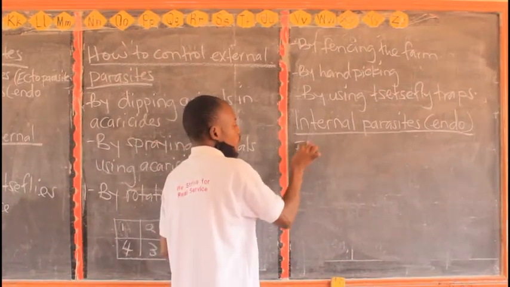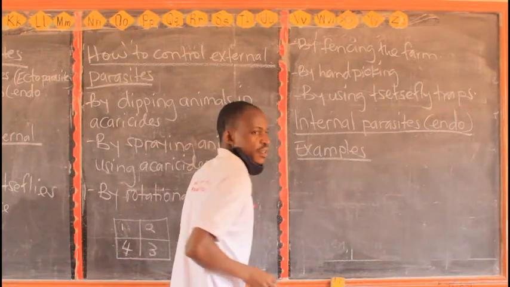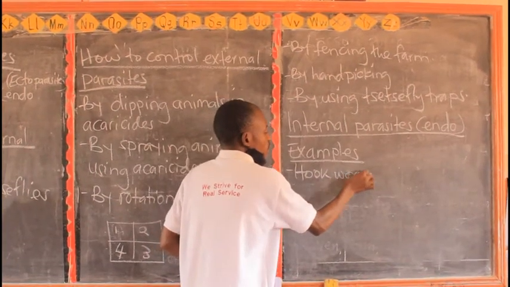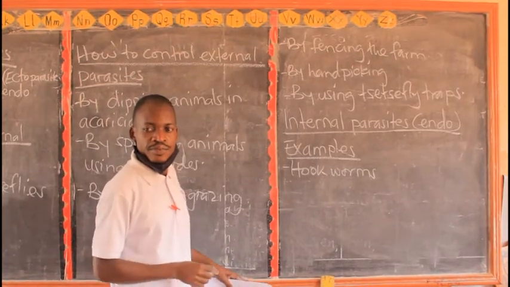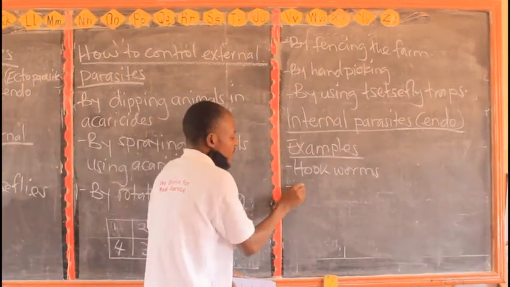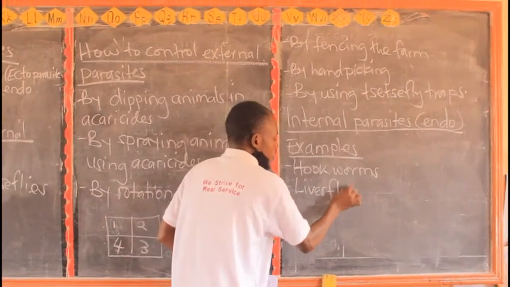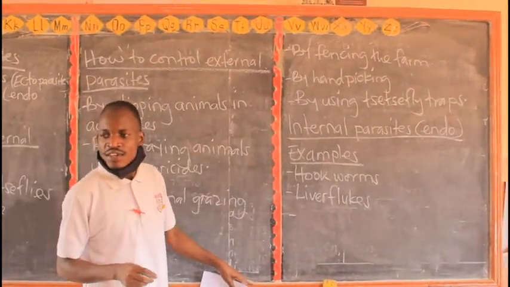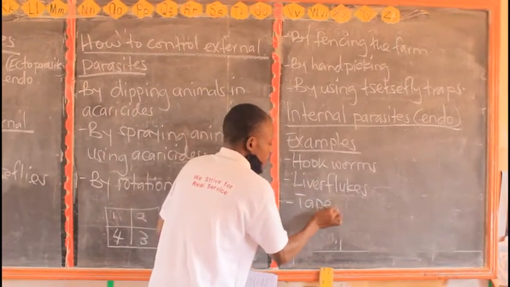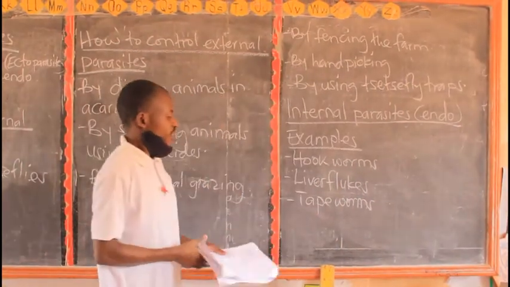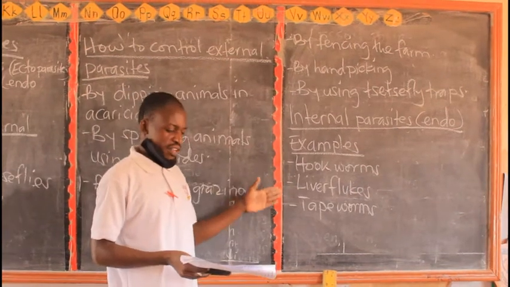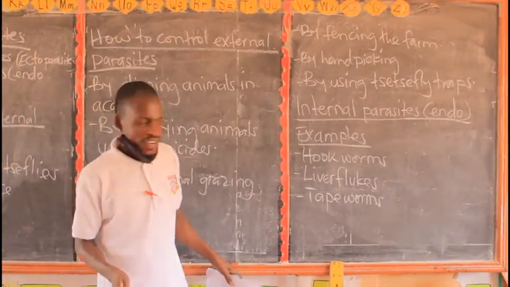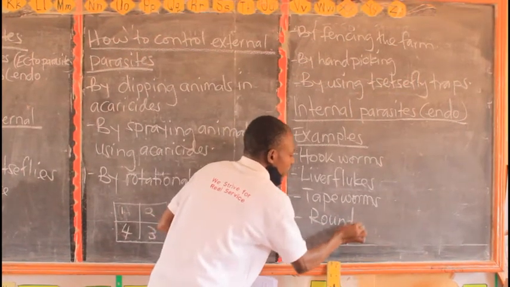Examples we have include hookworms. Yes? Wonderful. We also have liver flukes. Good. The tapeworms. So some of these are examples of internal parasites because they live inside the body of the organism. Wonderful. There's also what we call roundworms.